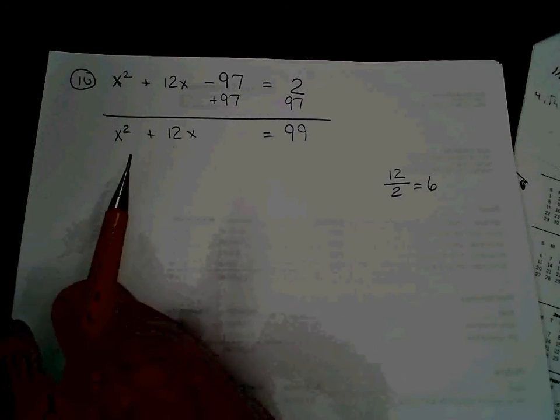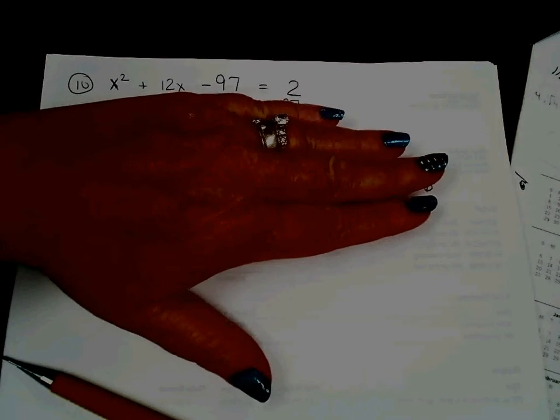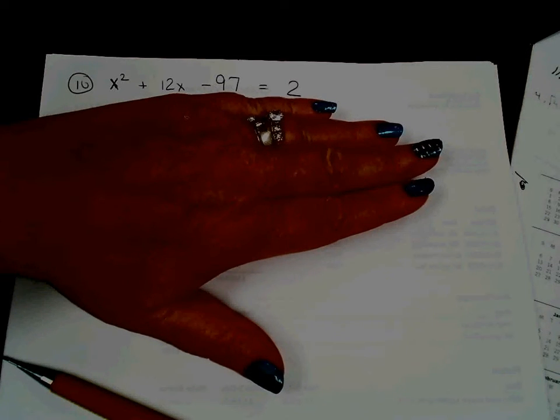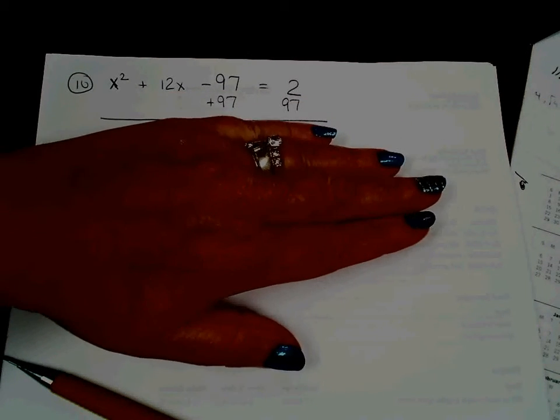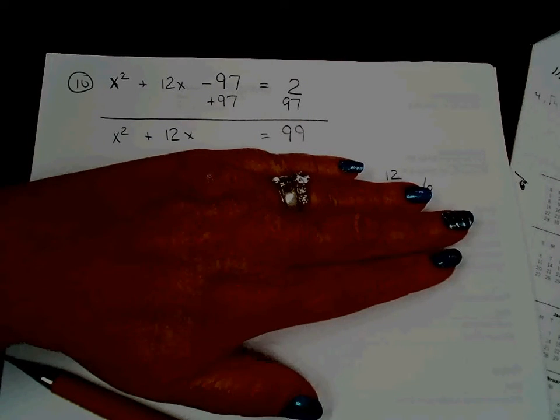I looked at the left and saw that it's not a square because 97 is not a square. So I moved the 97 to the other side by adding 97 to both sides, and now I'm to here. X squared plus 12x equals 99.